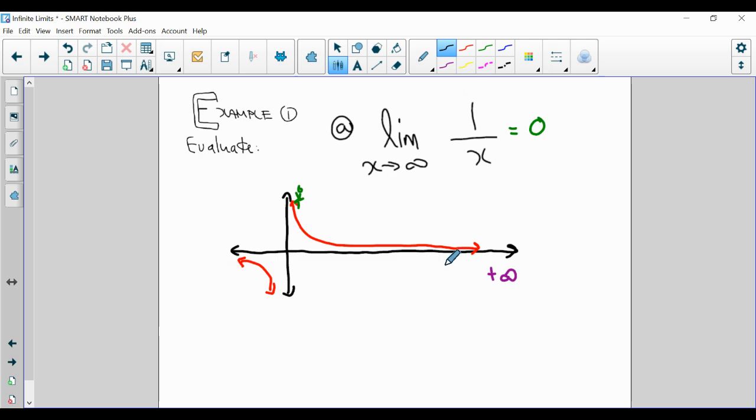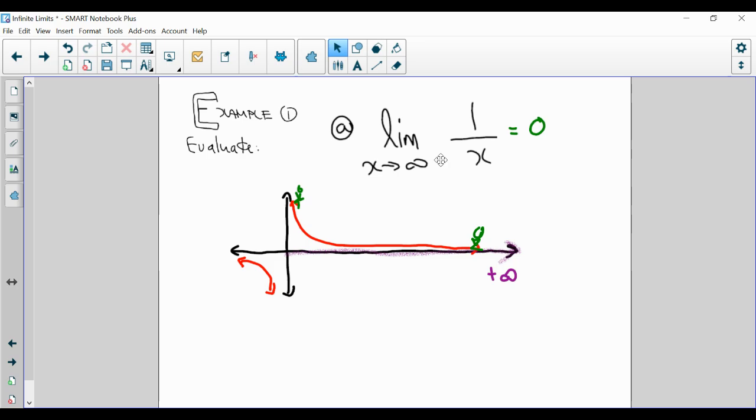You probably remember what 1 over x looks like. This is an ugly quick drawing that I made here. As x approaches infinity, what's happening? Well, where is infinity? It's this way, right? As x approaches infinity, this is getting really, really, really small. So it's approaching 0. Now this is going to be important when we have to evaluate infinite limits.